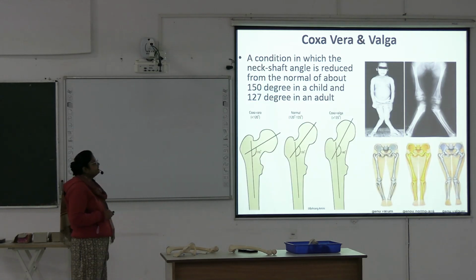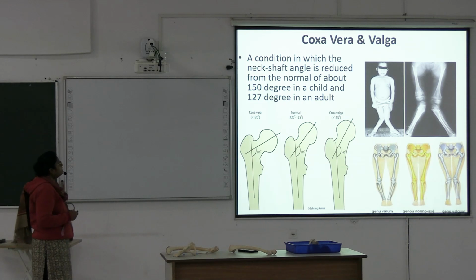Next, coxa vara and coxa valga. A condition in which the neck shaft angle is reduced from the normal of about 150 degrees in a child and 127 degrees in an adult. This is normal, 120 to 135 degrees in a normal adult.